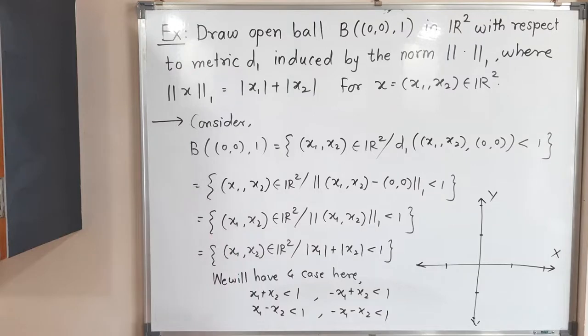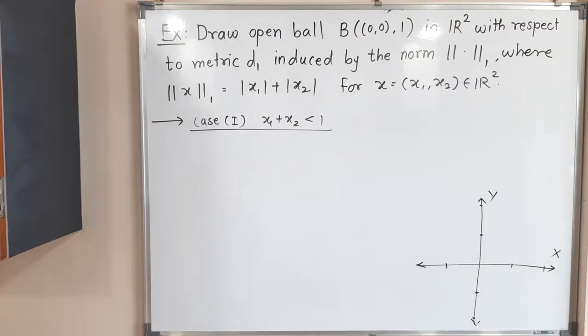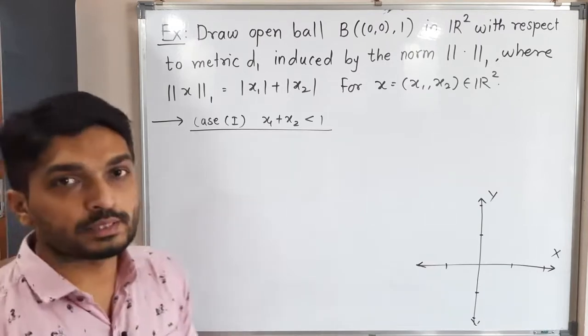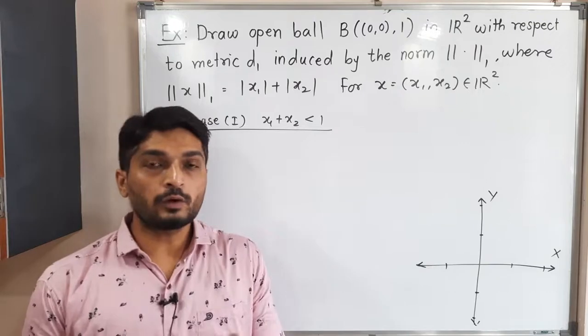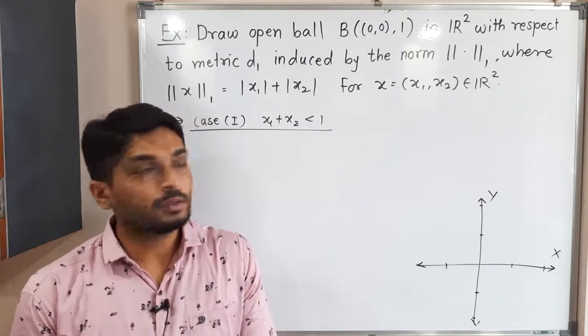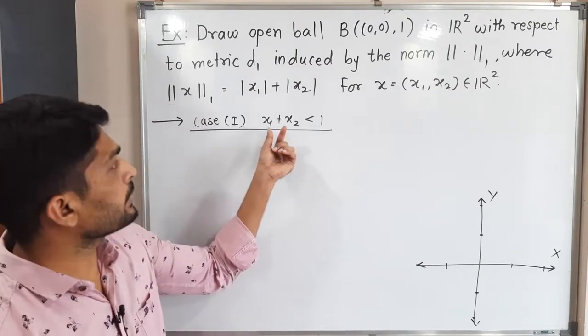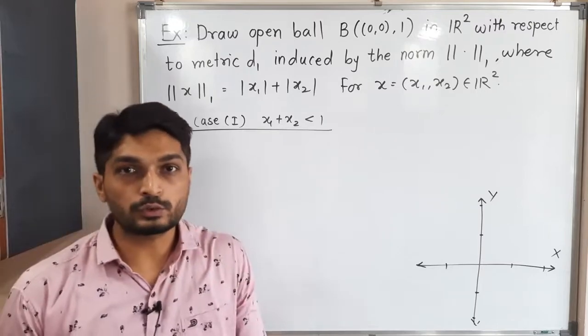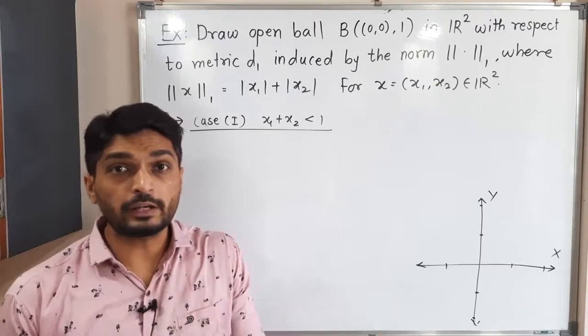There is no more space to write. Make a screenshot of it, then we will go further. Let us discuss those 4 cases one by one. The first case is x1 plus x2 less than 1. We have to find out the region. The region is bounded by x1 plus x2 equal to 1. When we consider equality, we can draw something there.